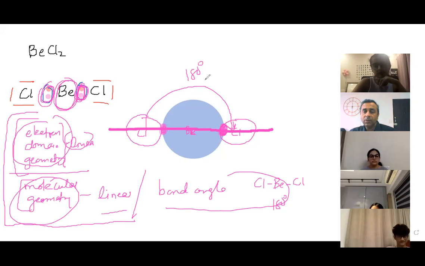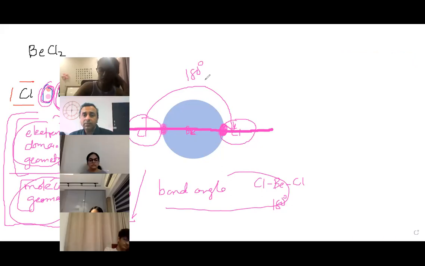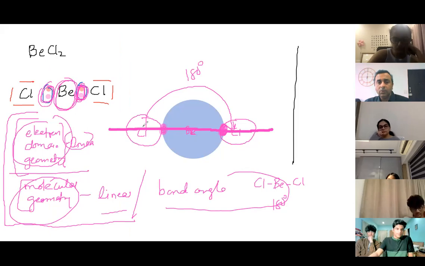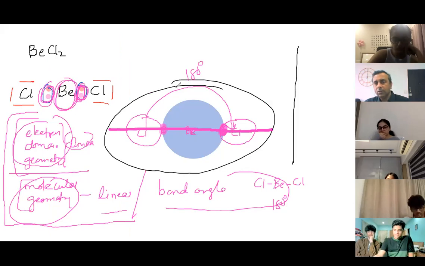No, sir. So what was the molecular geometry? Geometry of the molecule. But how do you decide that? What is the shape of this molecule? Spherical. The shape of the molecule is spherical.